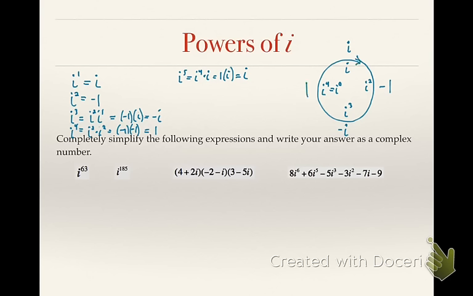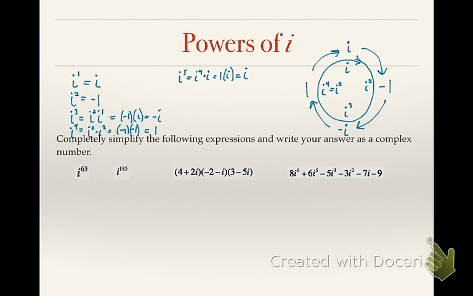So i to the fifth would be i, i to the sixth would be i squared, i to the seventh would be i to the third, and i to the eighth would be 1. There's circular reasoning going on. You keep going between these four values. So if you get to something like i to the 63rd, you want to break that up and simplify that to just either i, negative 1, negative i, or 1.